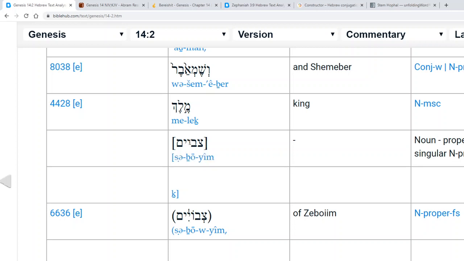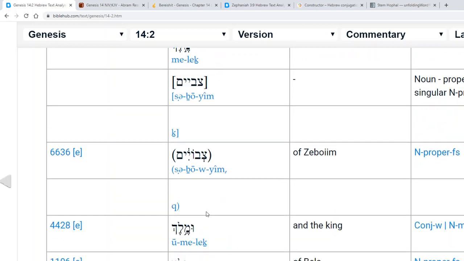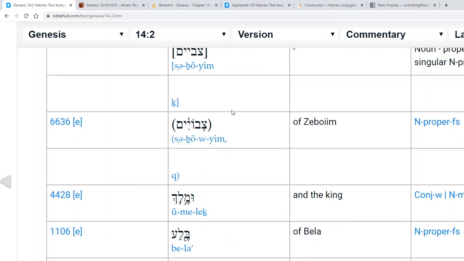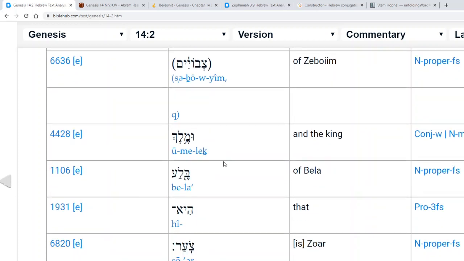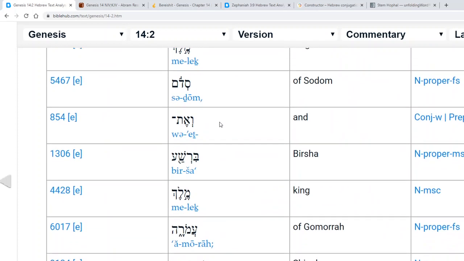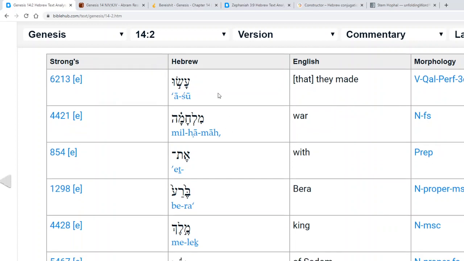And you'll see here that it's written one way but said in a different way, right? So that's why you have it that way. The Masoretic text is written without the vav, and it's said with a vav. But again, this is a proper name. Umelech Bela Hi Tzoar. Okay, so let's go ahead and read it.